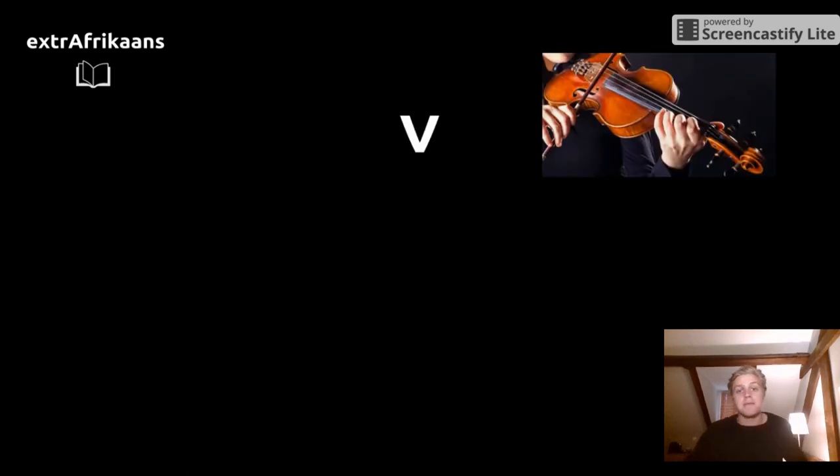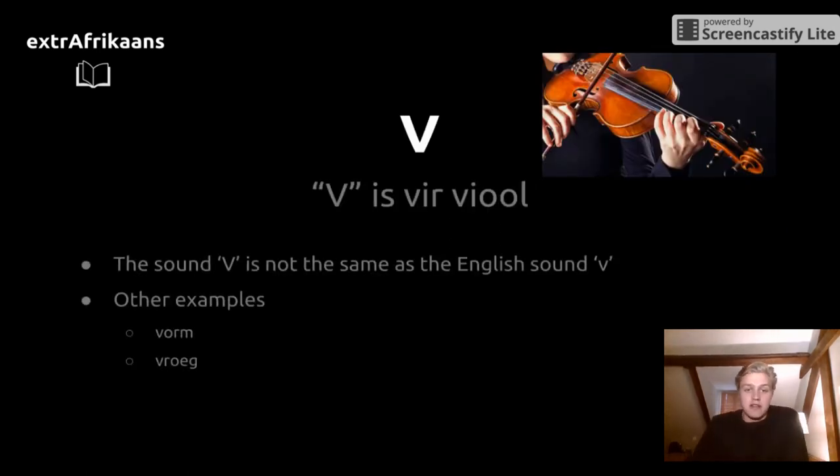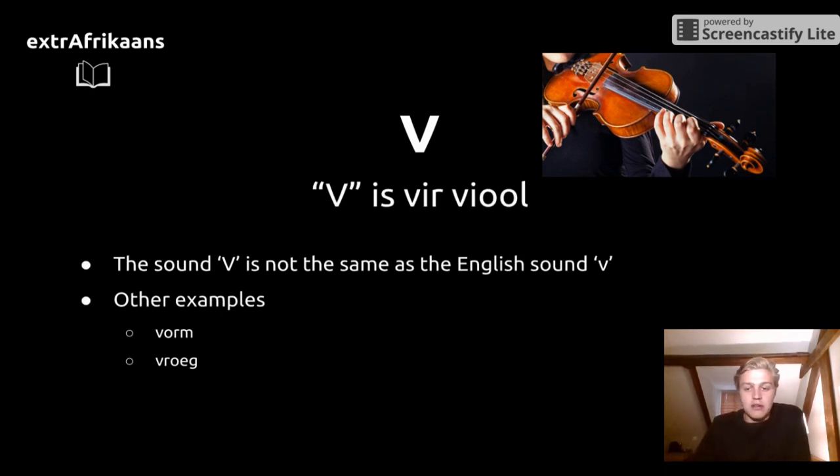Next, we've got fear. Fear is for fuel. The sound fear is not the same as the English sound ver. In English, you've got very, ver. In Afrikaans, we've got fear, fuh, fuh. Fuh is like an F, I would suppose, in English. Other examples of the sound are form, which is form, or vroeg, which is early.